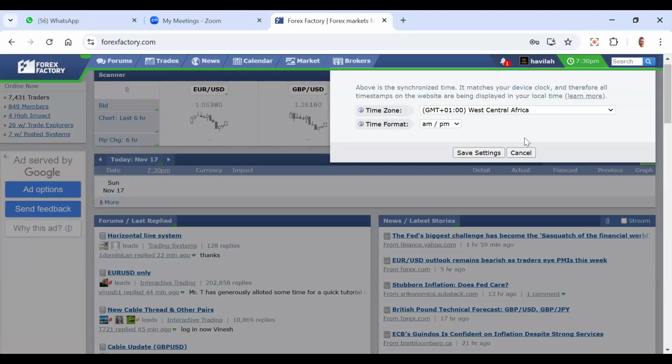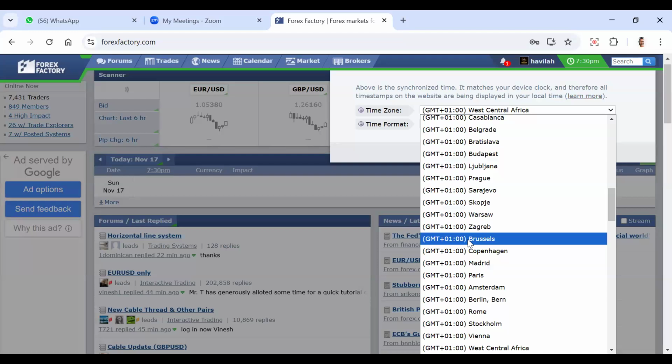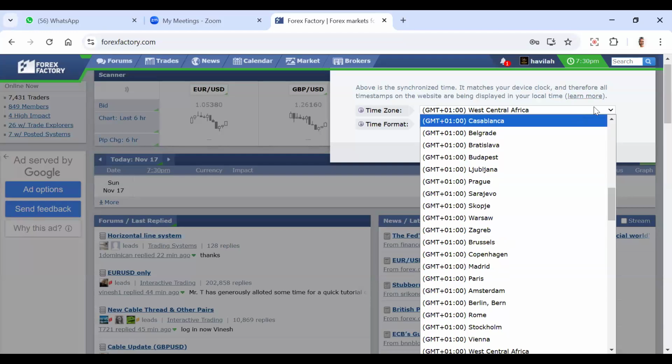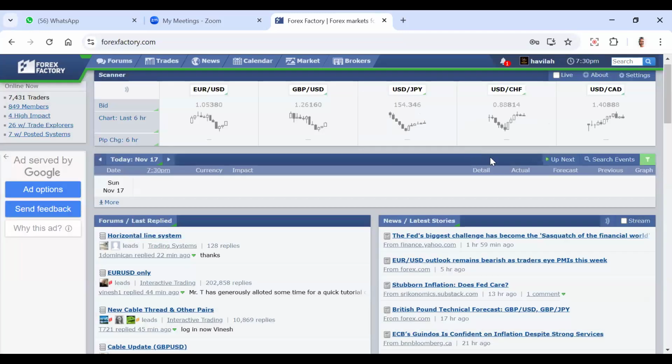So as we speak now, if your own time is not on this time zone, if you come to the drop-down menu, maybe you're on GMT +5, GMT +10 or whatever, you need to push it and adjust it to GMT +1, West Central Africa. And once you've done that, you click Save Settings.